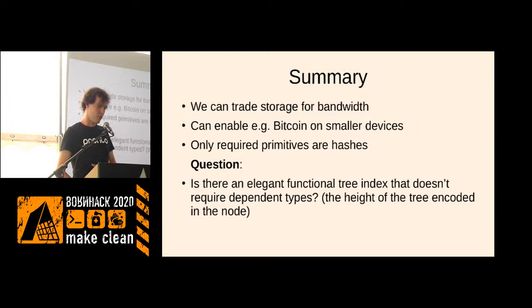Okay, so yeah, we can trade storage for bandwidth. We can have Bitcoin running on devices that don't need a lot of storage, but can have bandwidth instead, right? We only need to trust that hashes are trustworthy, and we don't delete stuff that we're not supposed to, stuff like that. So basically the algorithm I showed you, we need to trust that too, right? And then my question was also, how can I even think about this in a functional way?